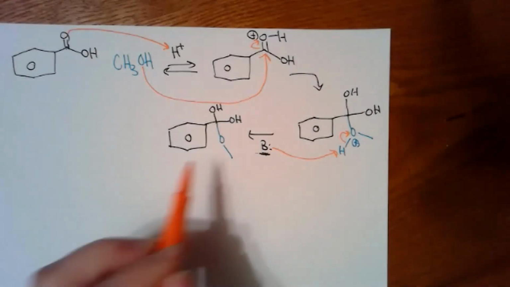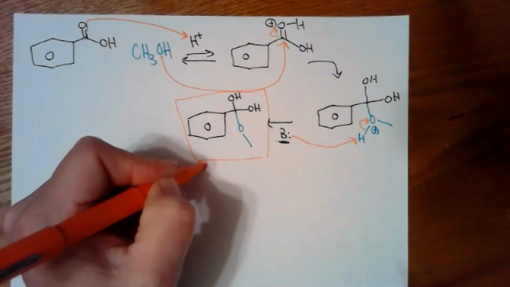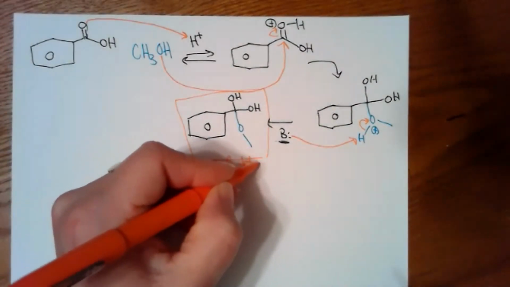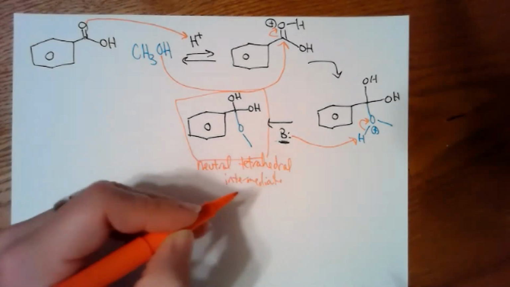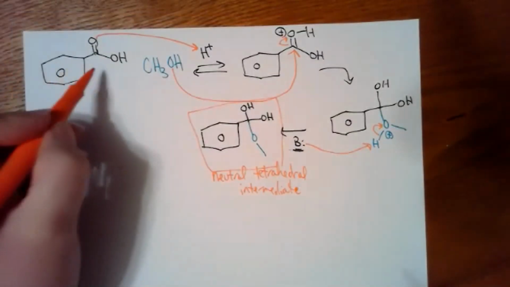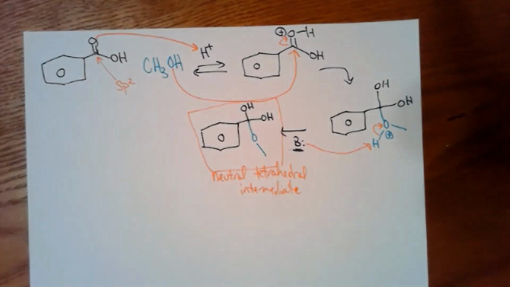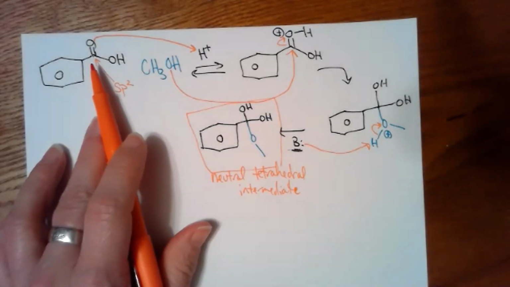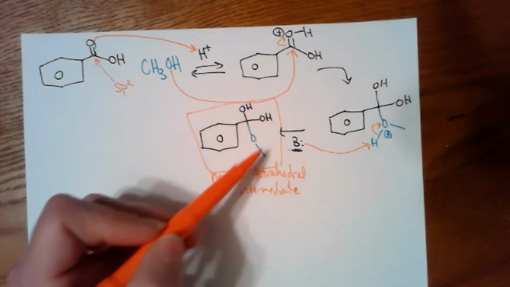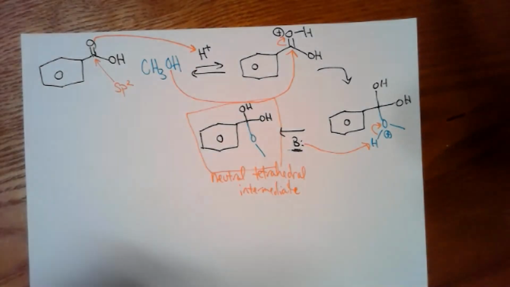So this guy, this is an important intermediate. This is our neutral tetrahedral intermediate. Why does that matter? Why is that a big deal? Well, in the beginning, we talked about this is an sp2 carbon. This carbonyl carbon is electrophilic, and it likes to be attacked by nucleophiles. Well, when you attack this electrophilic carbon with a nucleophile, you're going to end up going through a neutral tetrahedral intermediate, especially when it's in this acidic solution.